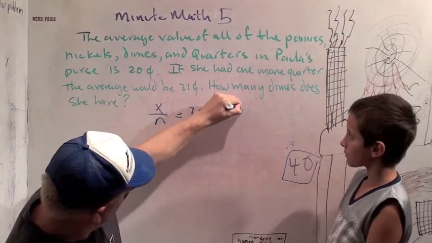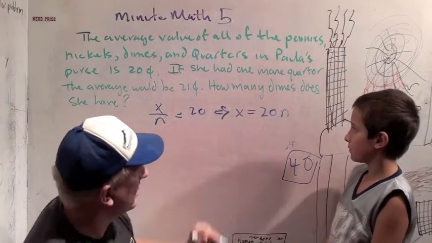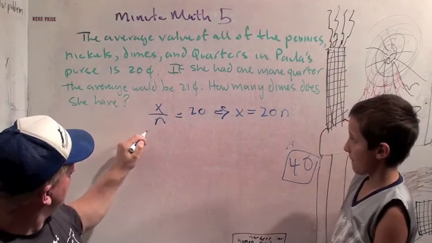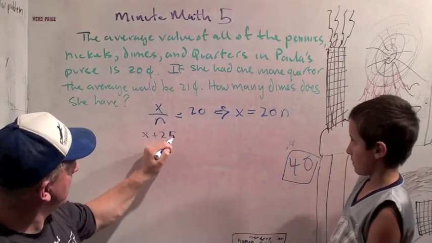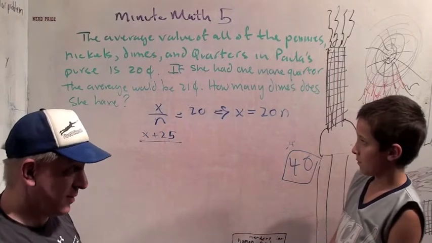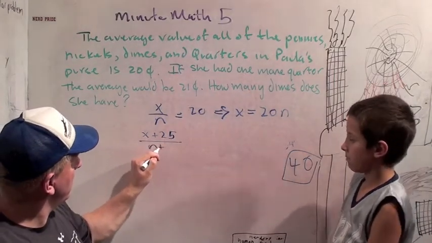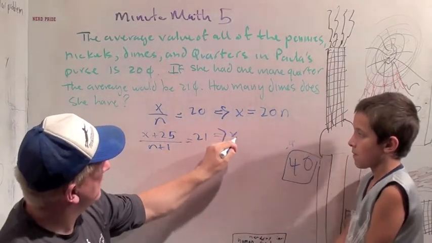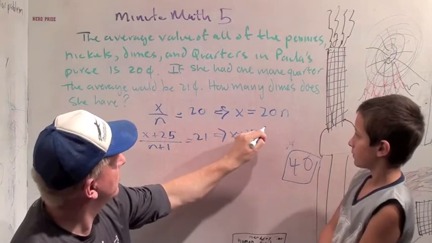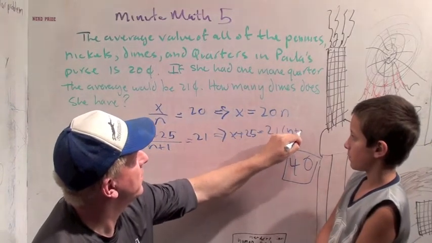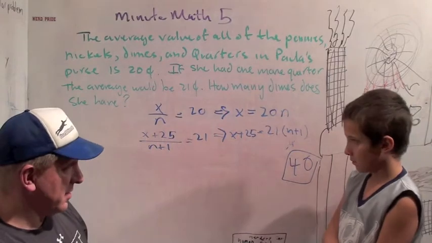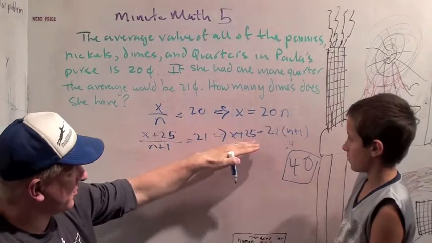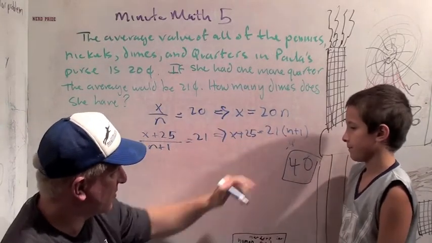Or X equals 20N. Those are the same thing, right? Now when she adds a quarter, that's X plus 25 cents divided by how many coins she has now, N plus 1, is 21 cents. Or X plus 25 equals 21 times N plus 1. Okay, so now we have two equations: X is 20N, and X plus 25 equals 21 times N plus 1.